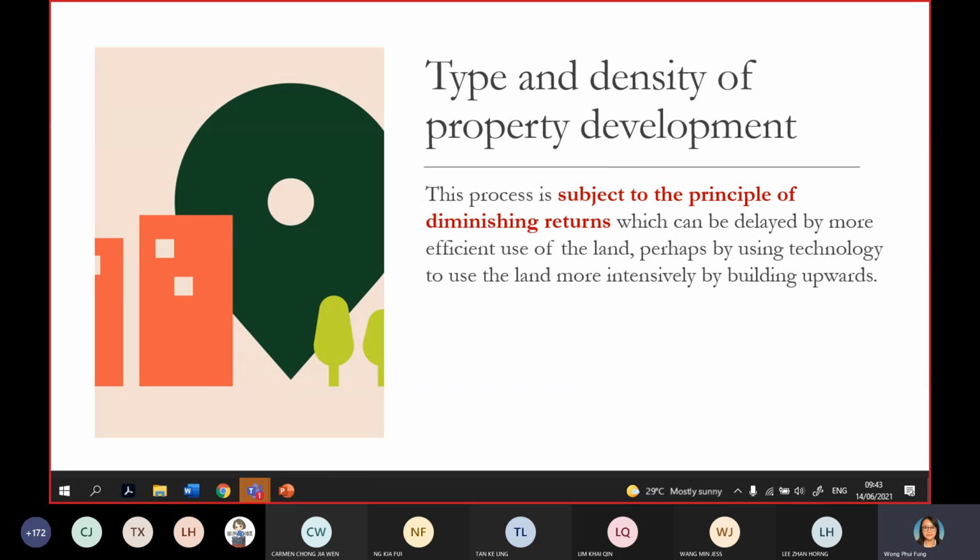However, as I told you before, it does not mean that because the land is so expensive, then we build 100 floors. No, the process is always subject to what I told you just now, the principle of diminishing return, which means the higher we build, there are certain factors that will increase the cost. For example, you need to have more lifts, a bigger foundation, and also the construction is actually quite difficult.